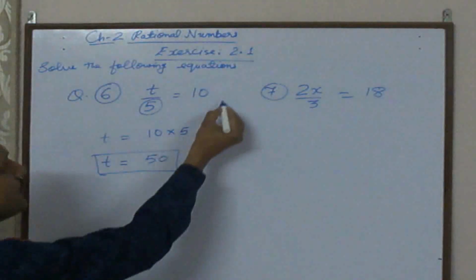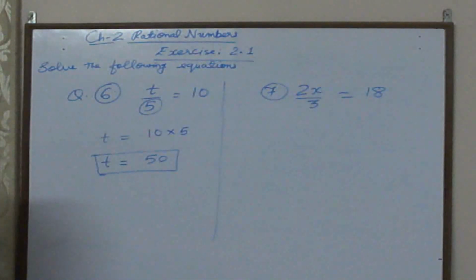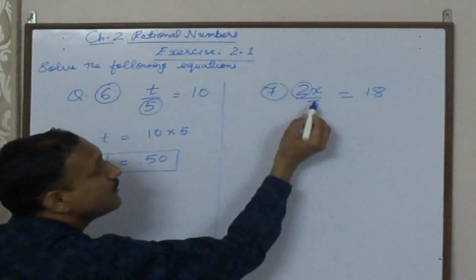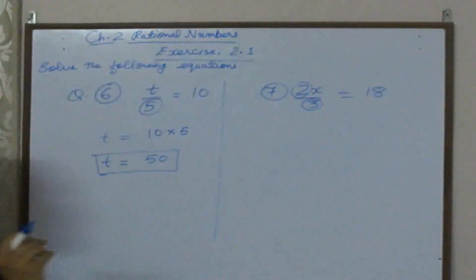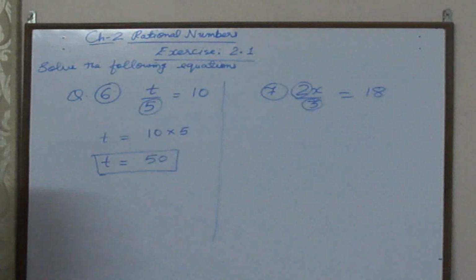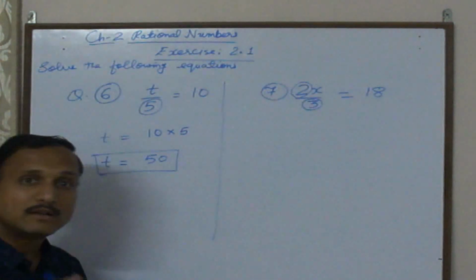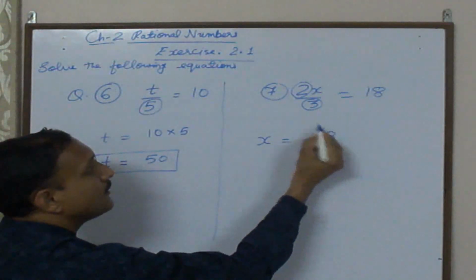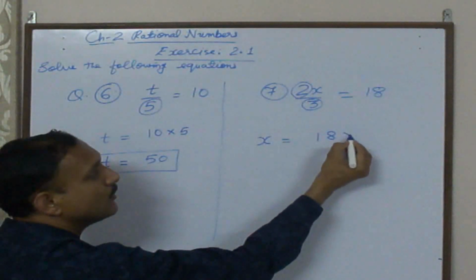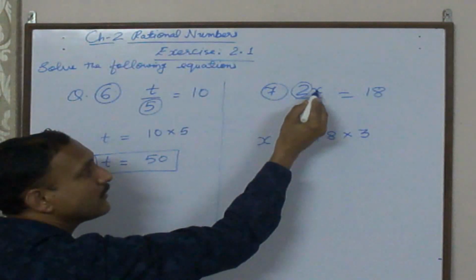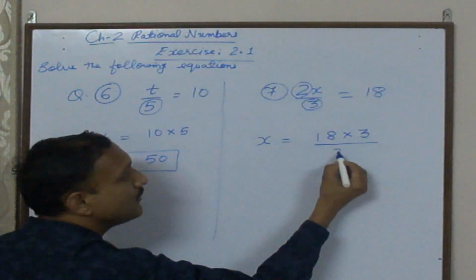Now let us do question number 7. So how to do question number 7? Here one number is in multiplication and one number is in division with the variable. So the same pattern we have to follow. Whenever it is in multiplication, then it will go to the division side. And if it is in division, it will go to multiplication. So we need to find the value of x. 3 is in division now, so it will go to multiplication with 18. And 2 is in multiplication with x, so it will go to division.